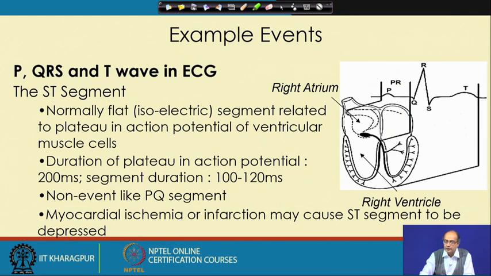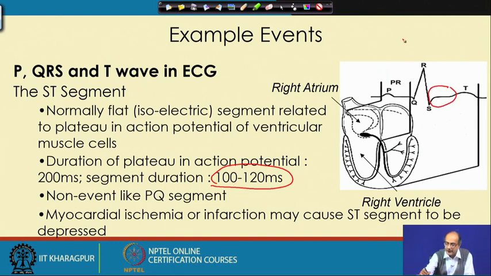From the right ventricle it will go to the lung, and from the left ventricle it will get distributed throughout the body. So, that is the way it helps to distribute the blood in the body. And the duration of that segment is about 100 to 120 millisecond, and if we have some kind of disease like myocardial ischemia or infarction, it may cause a change in this ST segment.